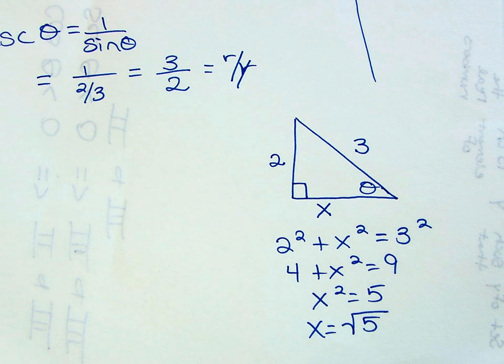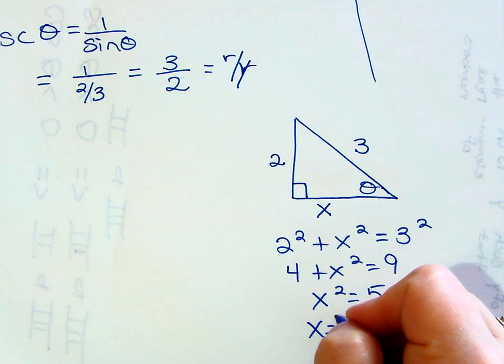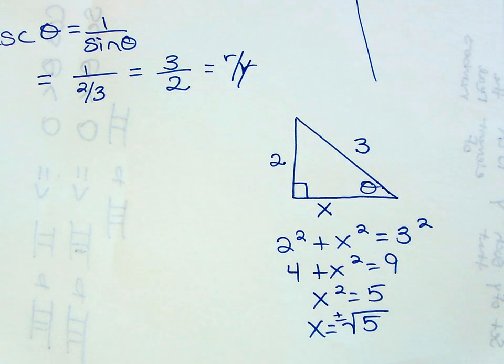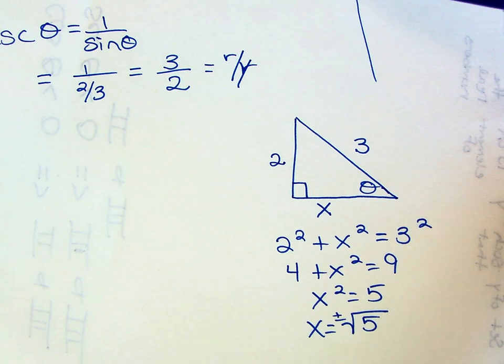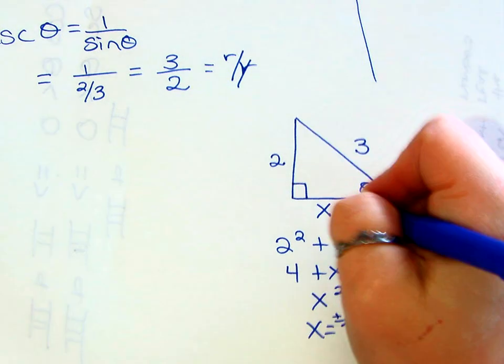Really, it's plus or minus. And usually we just think about the positive, but this is where it comes into play what we learned about earlier. If we are in quad 2, and this is our x value, is our x value in quad 2 positive or negative? It's negative. So this is negative the square root of 5.